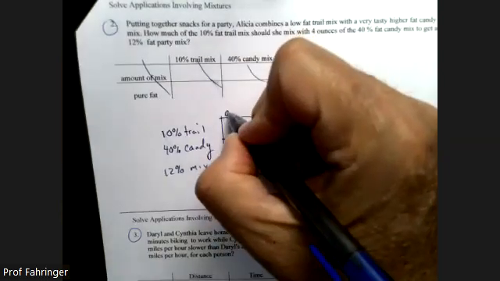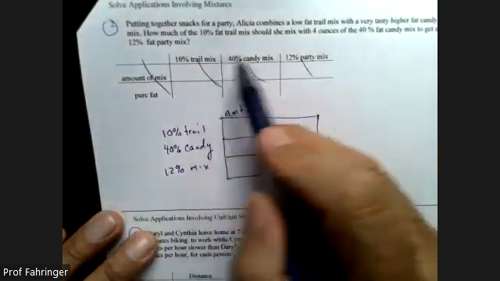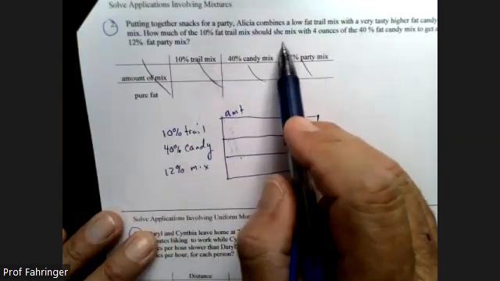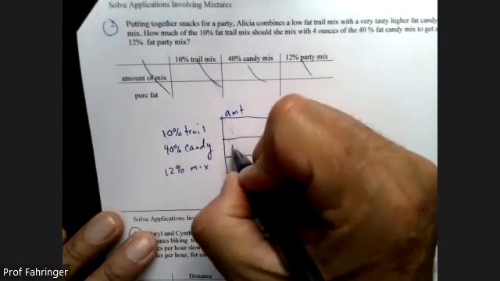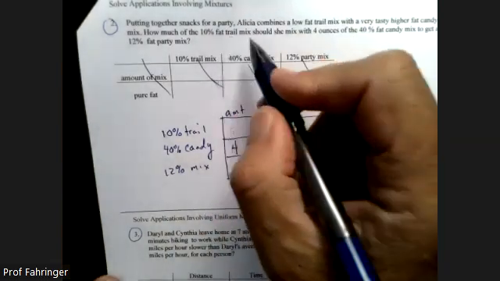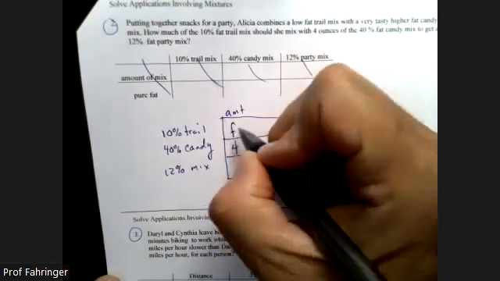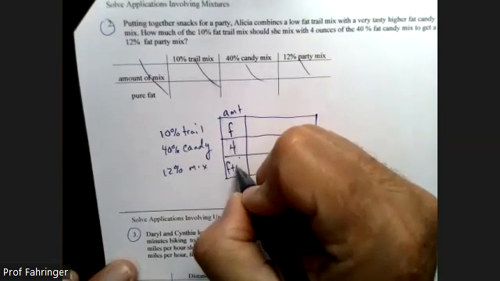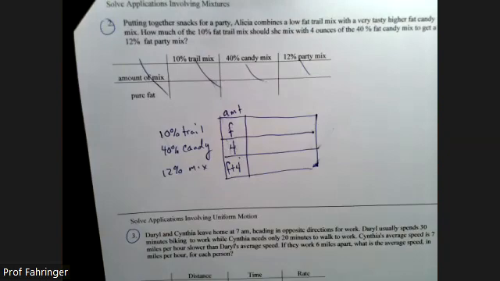Well, let's see what I know about the amount here. So I'm going to start with amount as this first column. Low fat with high fat. How much should she mix with 4 ounces? Oh, this is 4 ounces. This is what we're asking for. How much low fat trail mix, we'll just call that F. Well, we just said, if I add, this is going to be F plus 4. Agreed? That's going to be F plus 4. Okay, that makes sense.